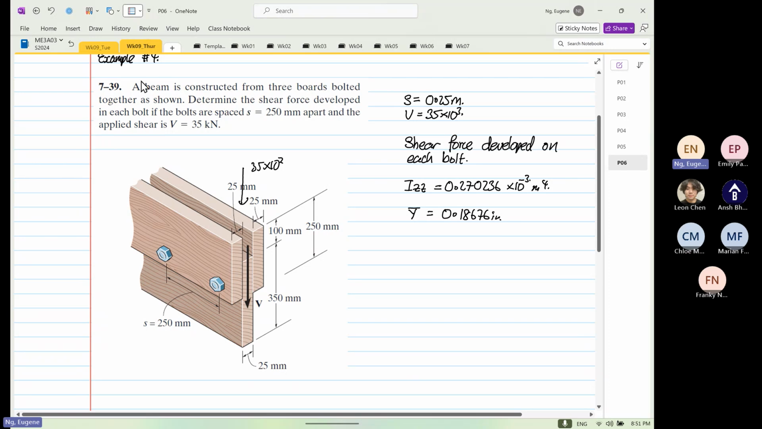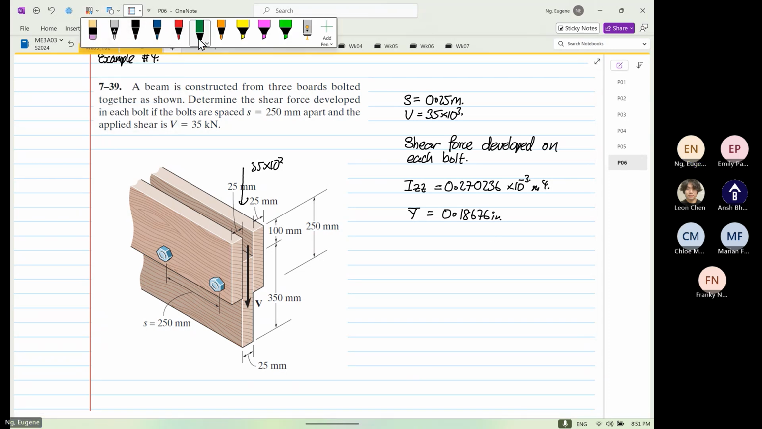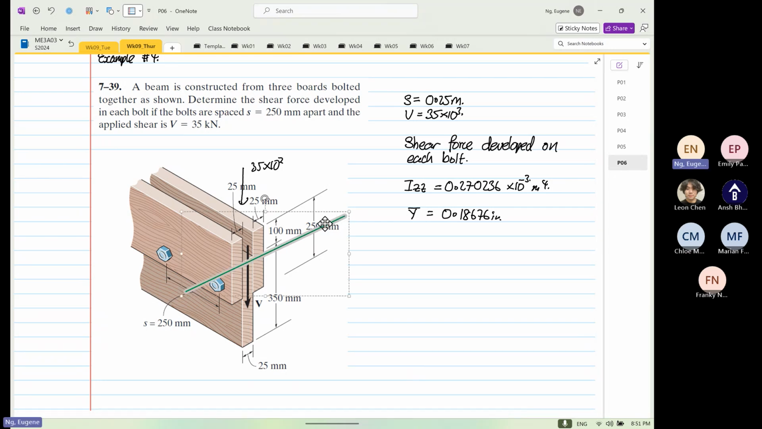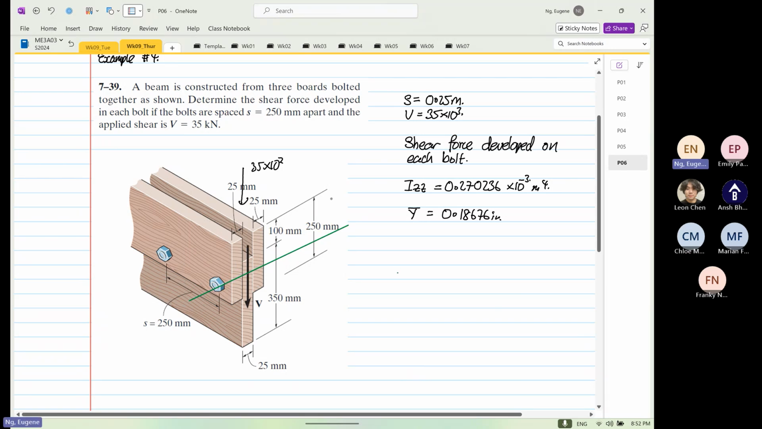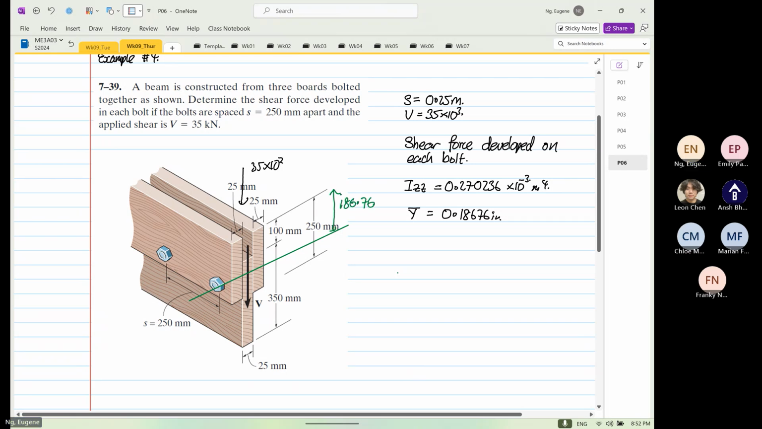So if this is 250, I'm just going to sketch. The y bar will be somewhere about here. Okay, so this is 125. So from here to here is 186.76. I'm going to show you what the problem is now.